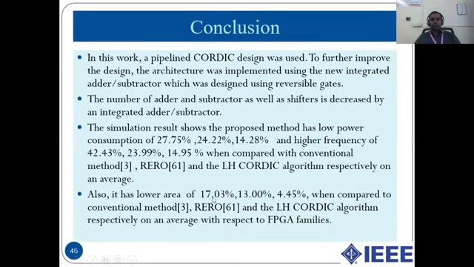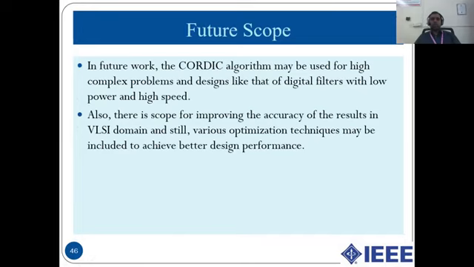It also has a lower area of 17.03%, 13%, and 4.45% when compared to the conventional methods, RERO and the LH CORDIC algorithm respectively on an average with respect to the FPGA families. In extension to this work, the CORDIC algorithm may be used for highly complex problems and designs like digital filters with low power and high speed. It can also be implemented for various DSP applications. There is also scope for improving the accuracy of the results in the VLSI domain, and various optimization techniques may be included to achieve better design performance.